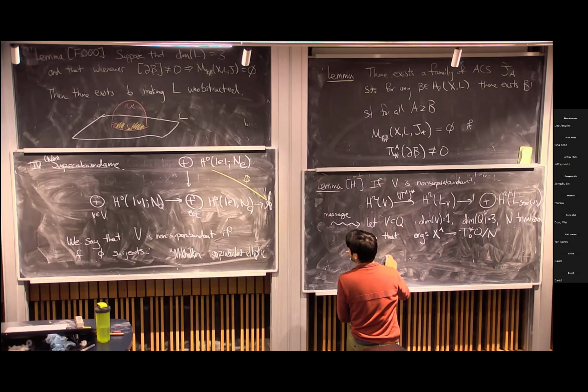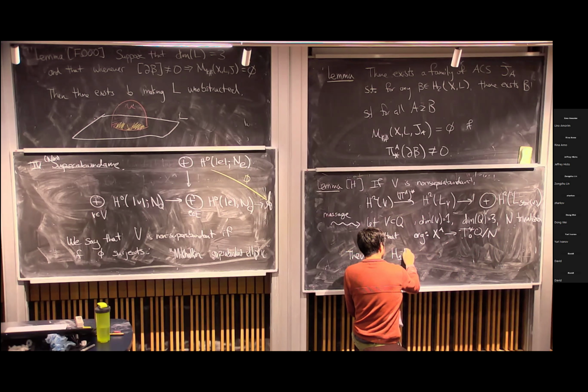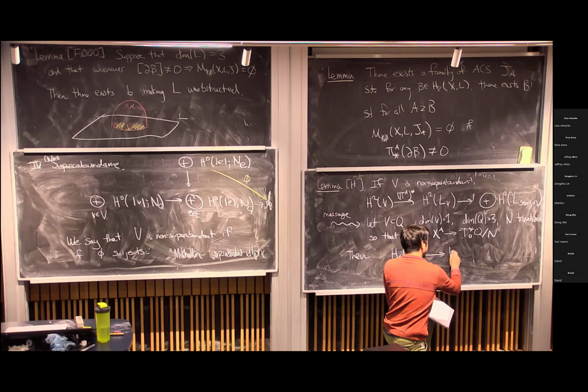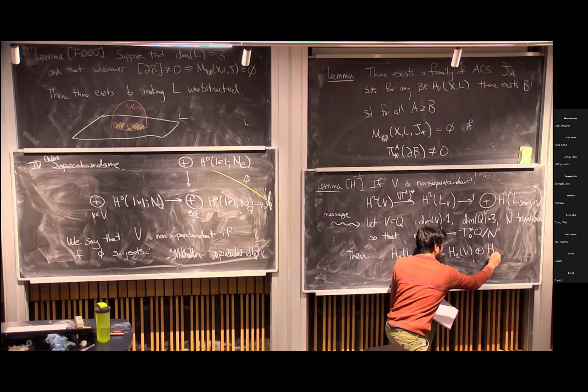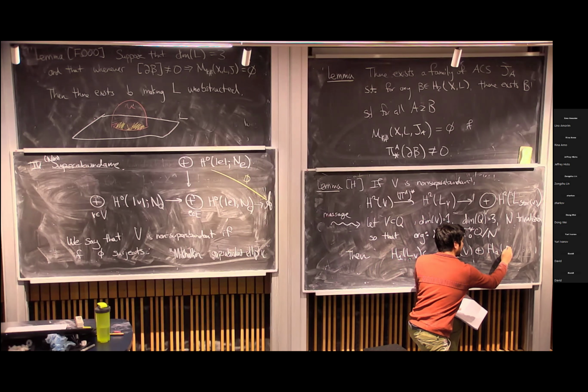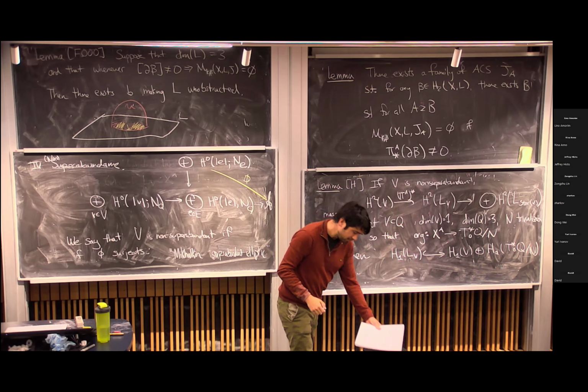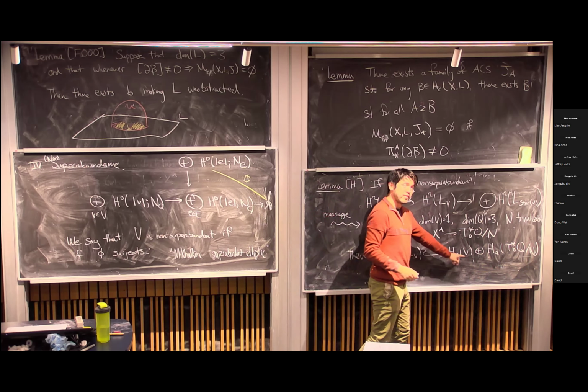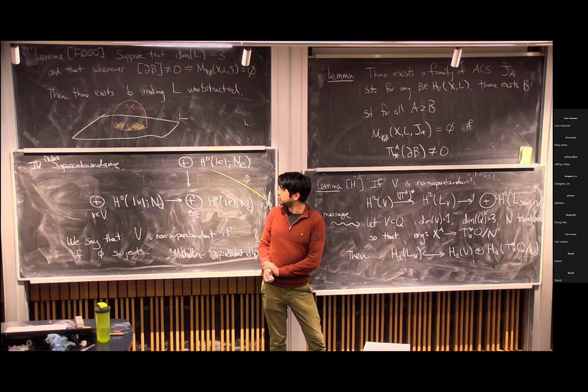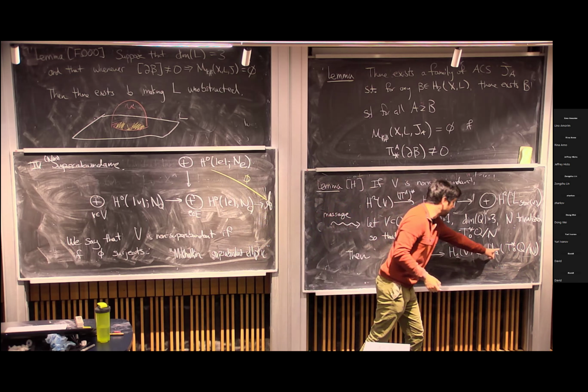Then, so H1 of LV includes into H1 of V plus H1 of T star Q mod N. Okay. Where on the first factor, the inclusion is by pi A, the projection map. And on the second factor, it's by inclusion into X and then applying the argument.